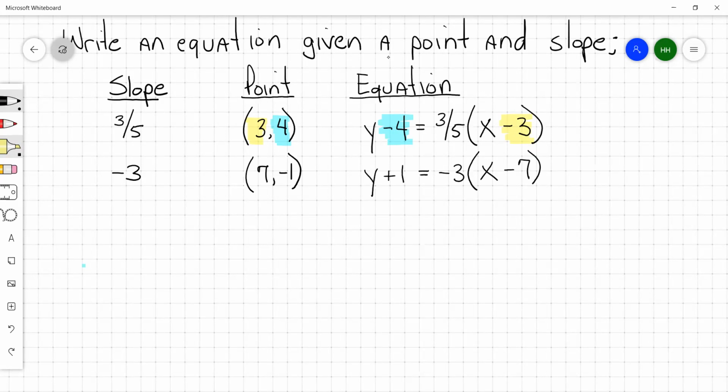Write an equation with a slope of 1/2 that goes through the point (-5, 6). So it's the letter y minus 6 equals the slope, left parenthesis letter x, and now the opposite of the x value at the point. So this would be a +5.